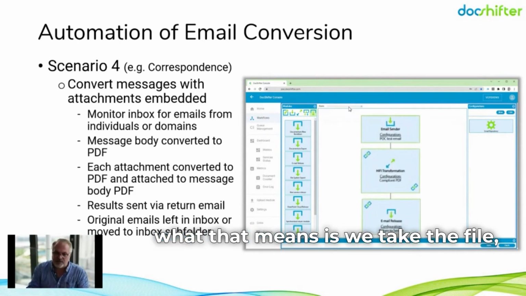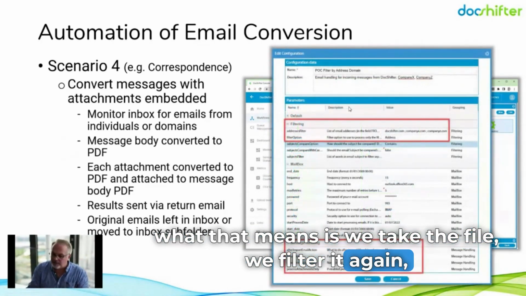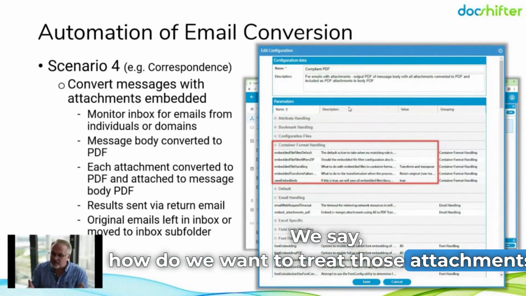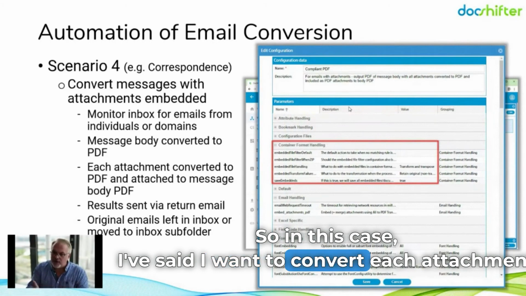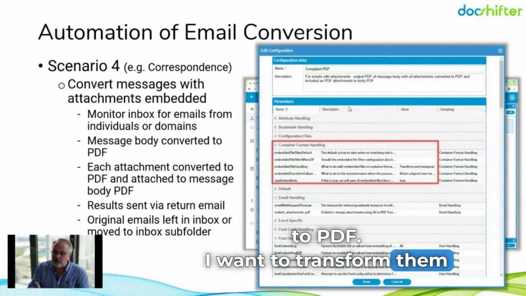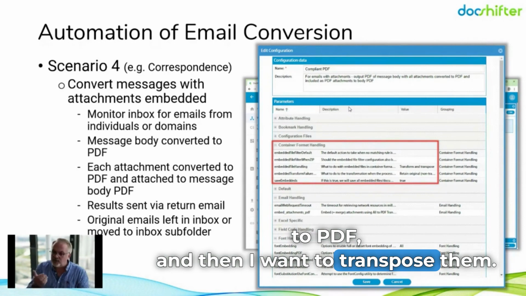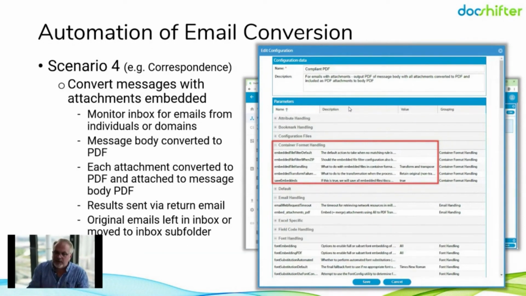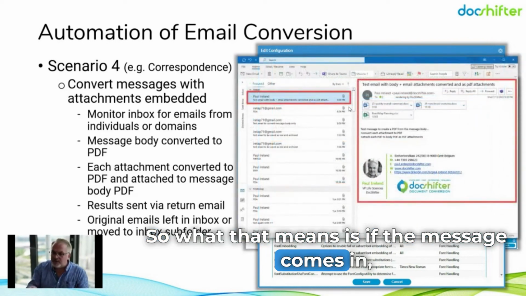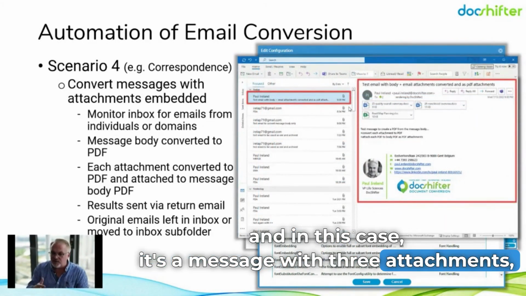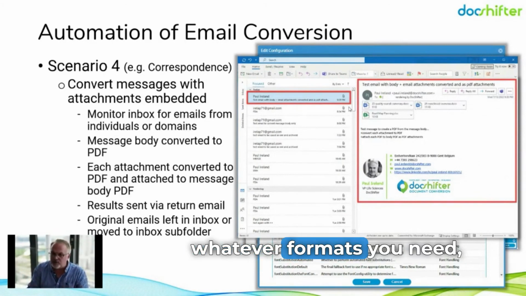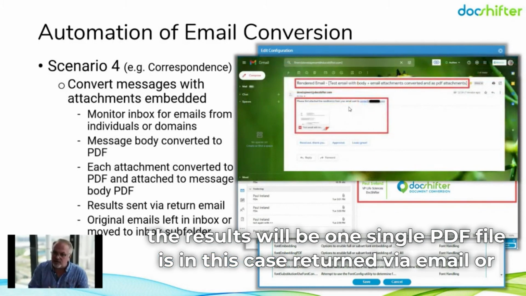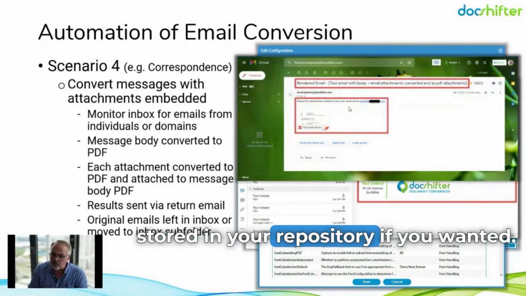So in this case, what that means is we take the file, we filter it again, set some filtering options. We say, how do we want to treat those attachments? So in this case, I've said I want to convert each attachment to PDF. I want to transform them to PDF, and then I want to transpose them. I want to include them in the message PDF that's generated as well. So what that means is if the message comes in, and in this case, it's a message with 3 attachments, Word, Excel, whatever formats you need, the results will be one single PDF file, in this case returned via email or stored in your repository if you wanted.